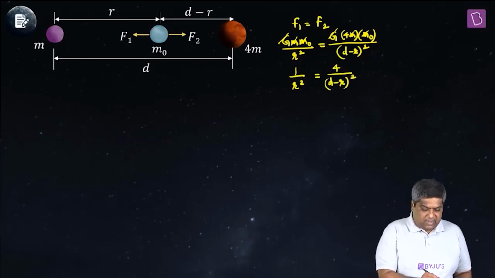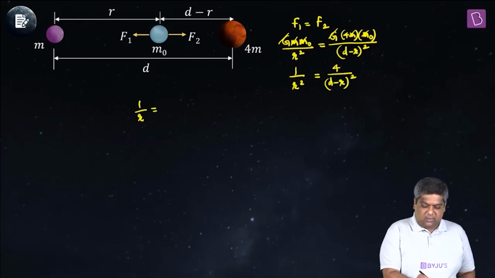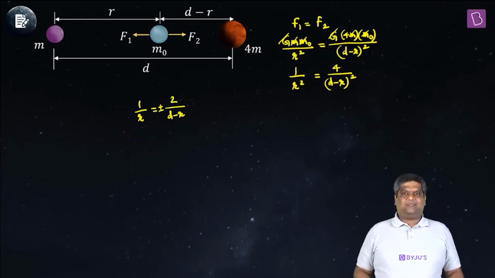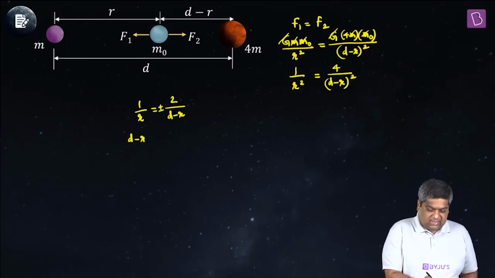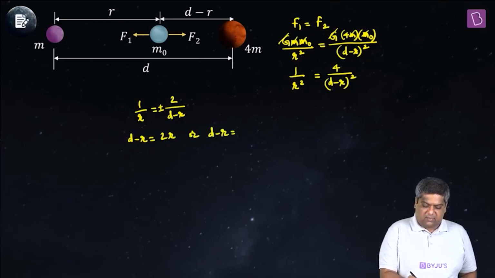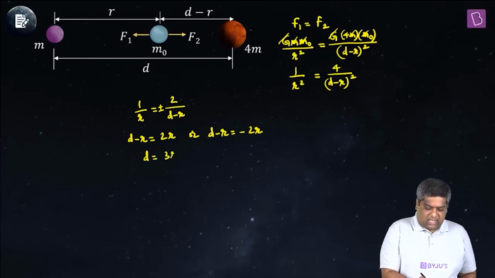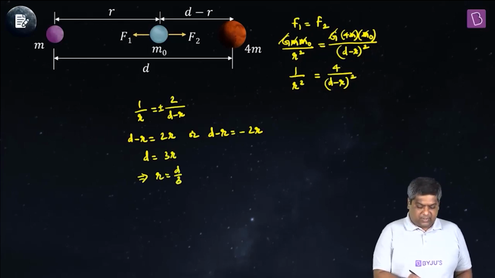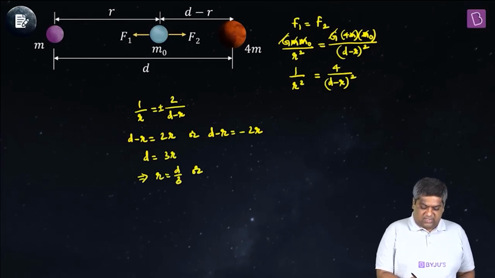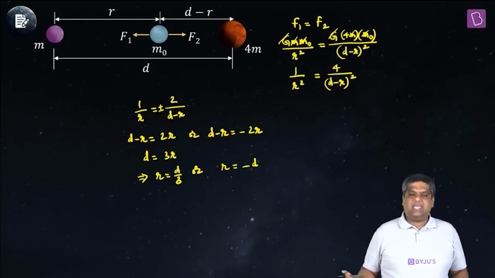Solve for the answer. You will have 1 by R is equal to 2 by D minus R. If I take the square root, there will be a plus or minus. So I will have D minus R is equal to 2R, or D minus R is equal to minus 2R. So I'll get D is equal to 3R, or in other words, R is equal to D by 3. From the other, I'll have minus R is equal to D, or R is equal to minus D.